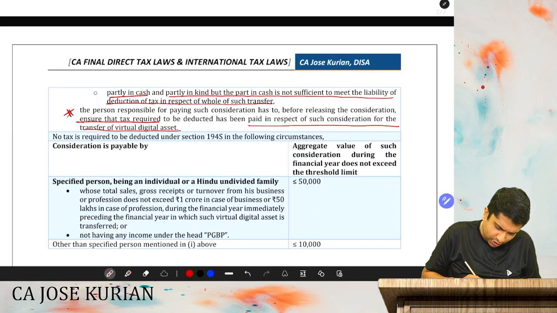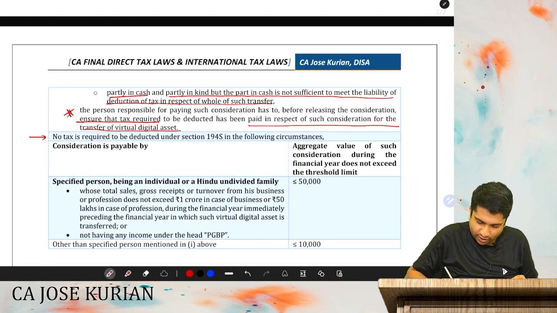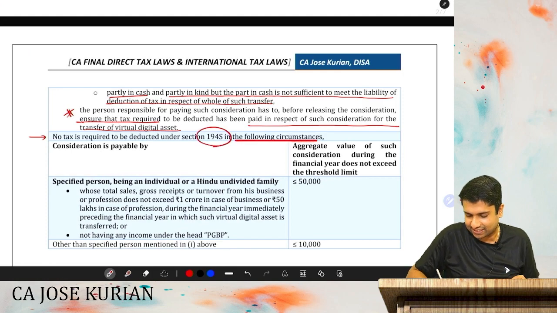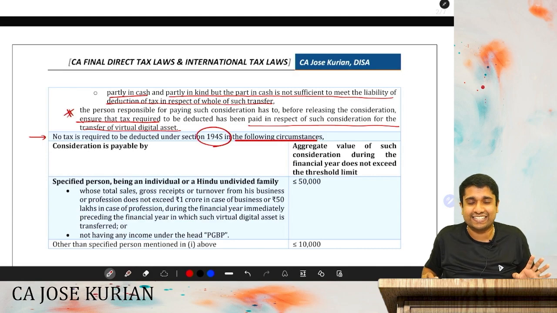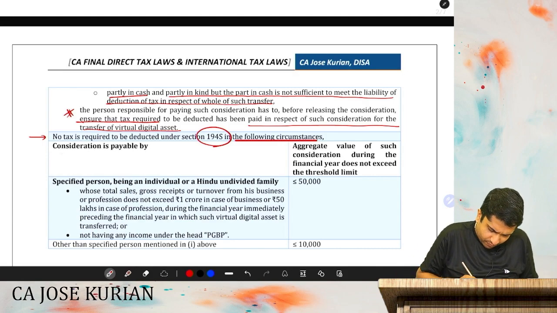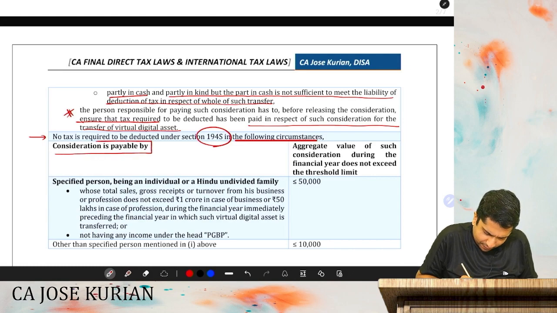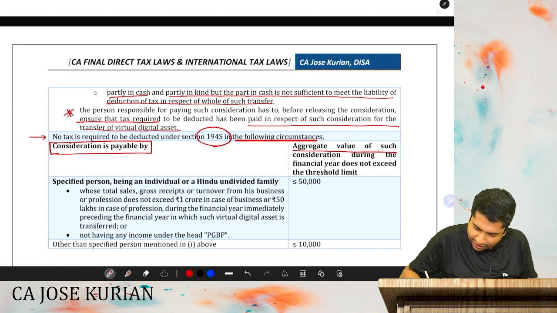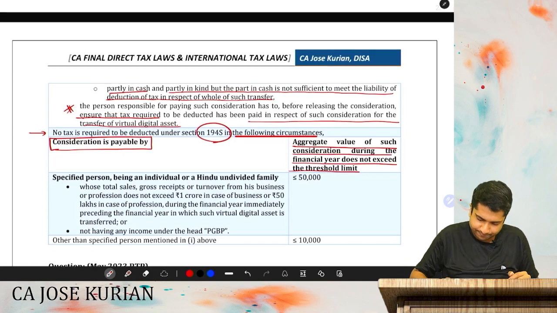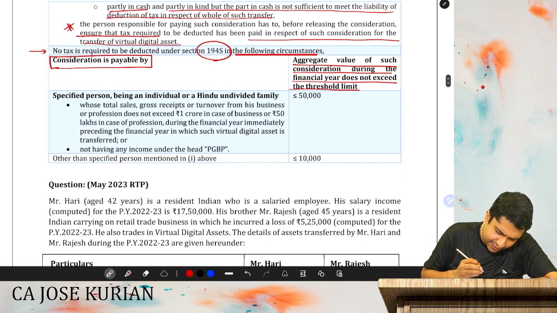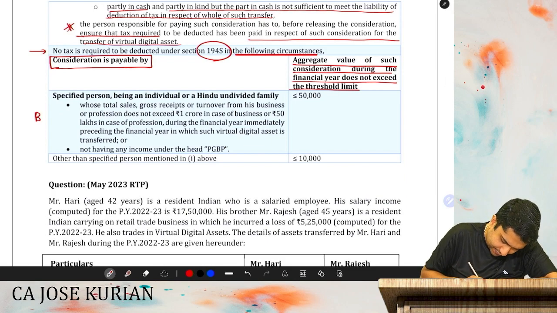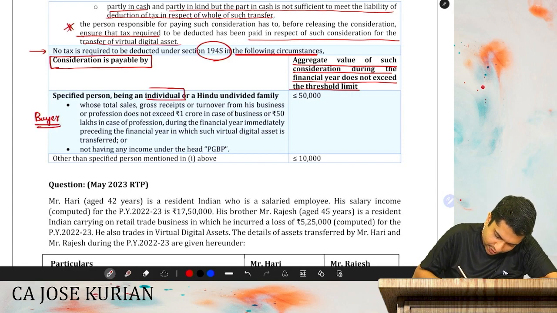Now, moving on. No tax is required to be deducted under 194S in the following circumstances. So, in the following circumstances, TDS is not required to be deducted. Let's understand. Listen. If the aggregate value of such consideration payable during the financial year does not exceed the specified limit. Listen, if the consideration is payable by, that means if the buyer is either an individual or a Hindu undivided family.